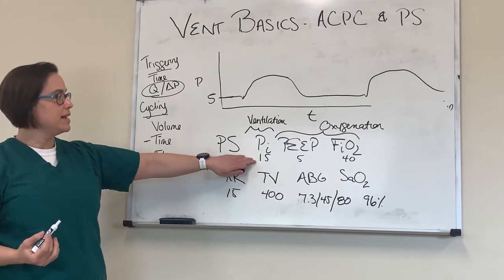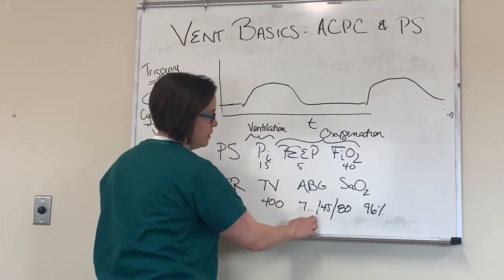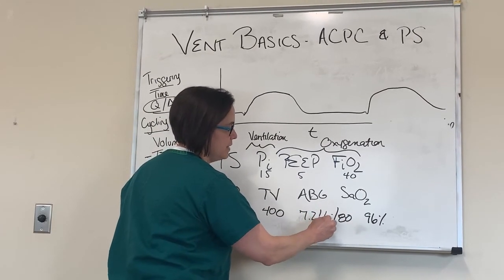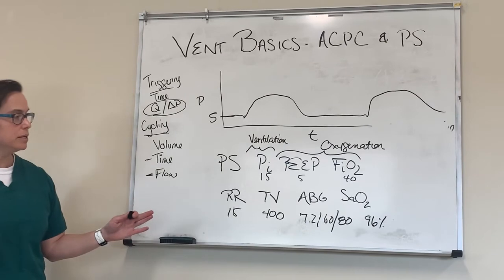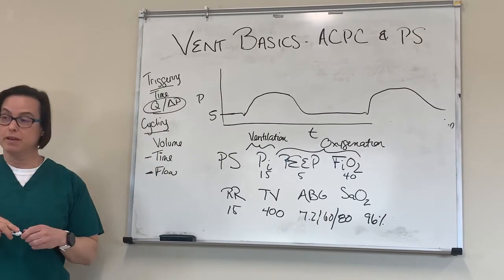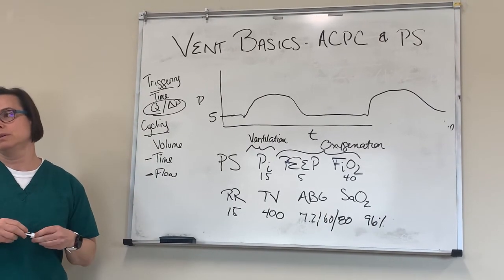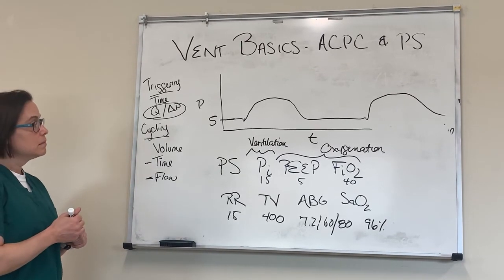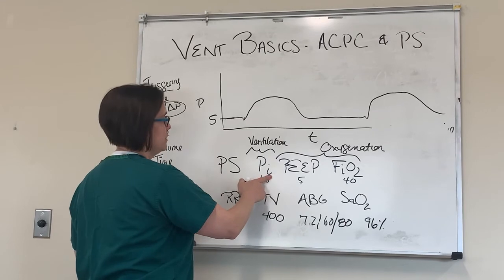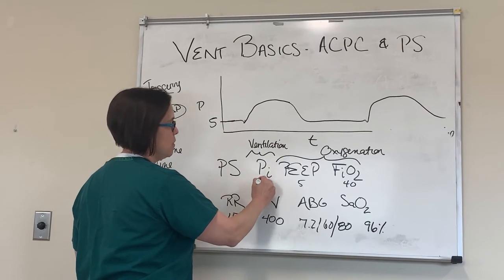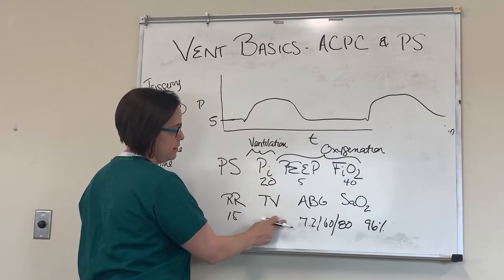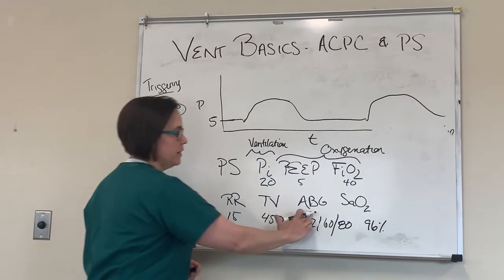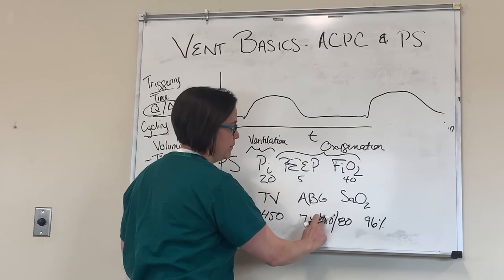So now if I find that my patient is doing 7.2 and 60, and I don't want to change the mode, I just want to make them ventilate better, what do I do? So if you just want to make them ventilate better, you increase your inspiratory pressure. Beautiful. That is exactly right. So I would go up to an inspiratory pressure of 20, which would probably take my tidal volume up to maybe 450, and hopefully take my gas back to where I want it.